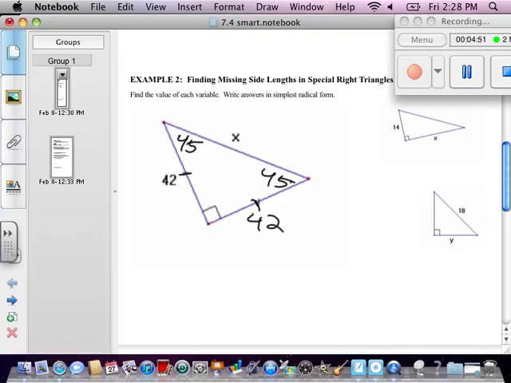What would x be if the side is 42? Now, you might have to flip back over. Which one are we talking about, the first triangle or the second one? The first one. And so my hypotenuse would be 42 square root 2.